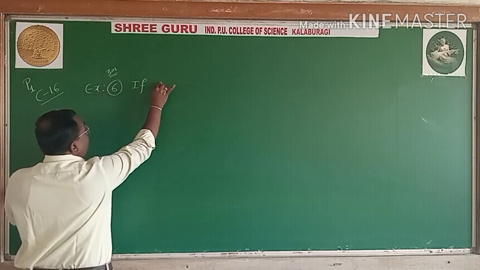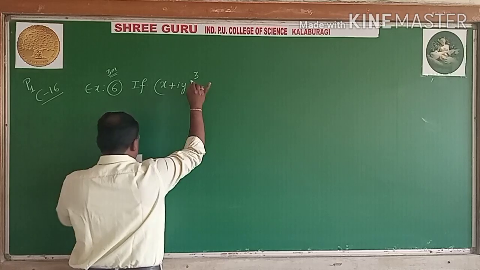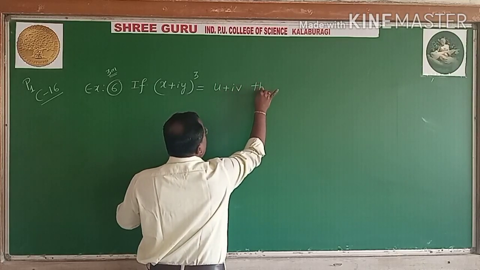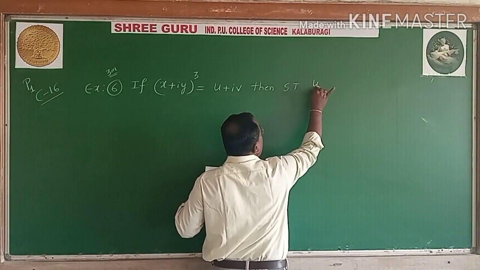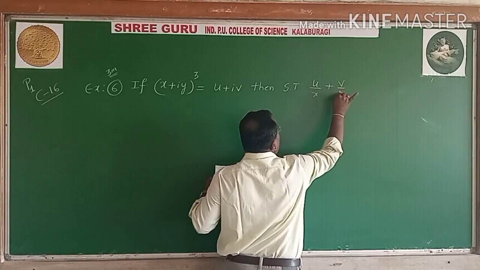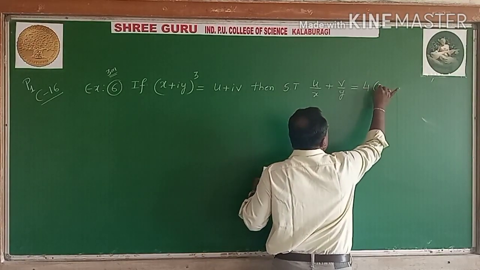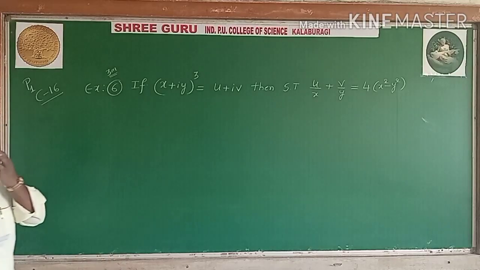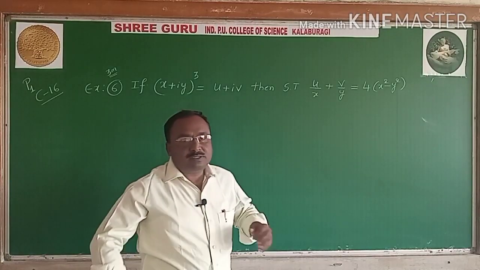If (x + iy)^3 = u + iv, then show that u/x + v/y = 4(x^2 - y^2). If (x + iy)^3 = u + iv, then show that u/x + v/y is equal to 4 times (x^2 - y^2).